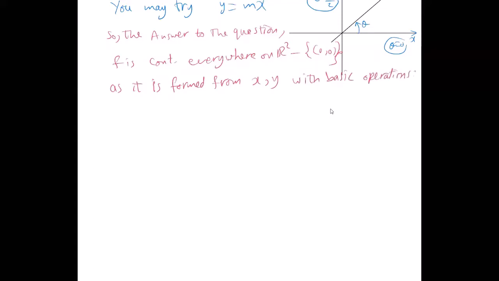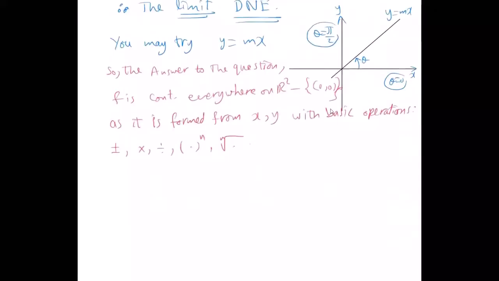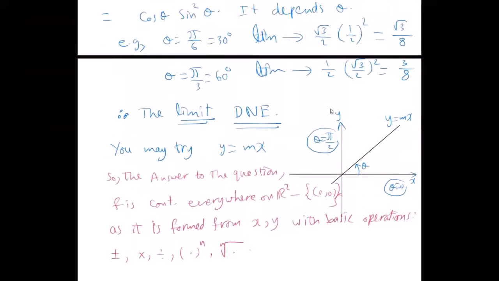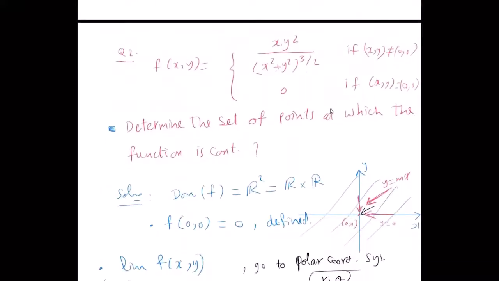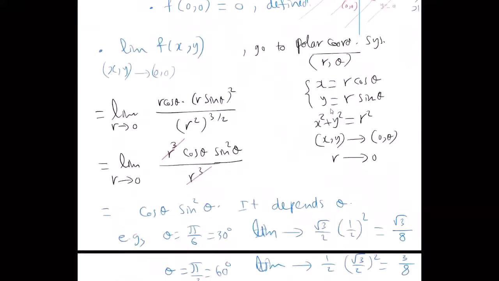What are these basic operations? Plus, minus, multiplication, division, power, square root, nth root, and so on. If you use them, we have a theorem. According to our theorem, this produces a continuous function, except at the points where the function is not defined, or the limit does not exist, as we proved here. That's it.